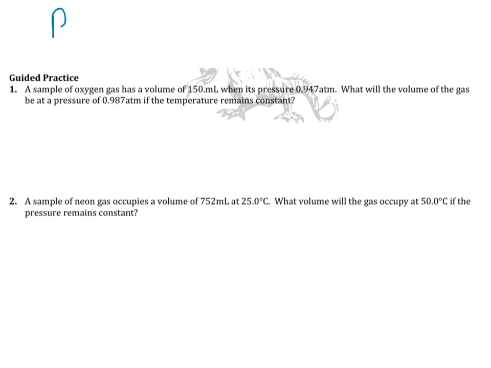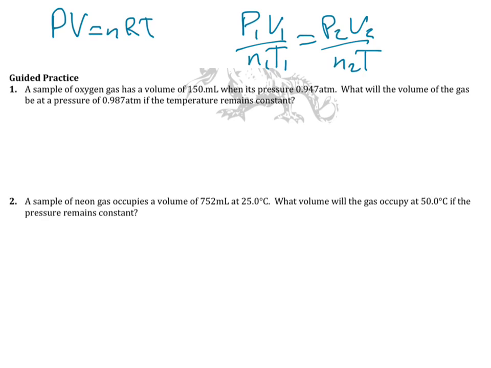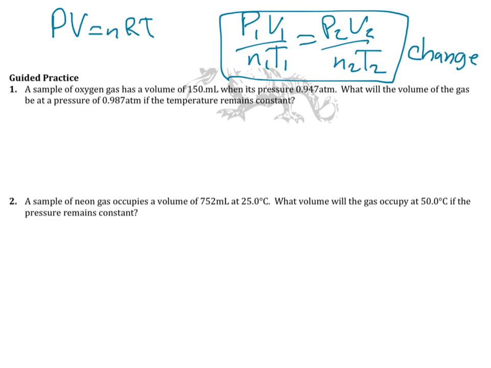Again, what we're talking about today is PV equals nRT. If you remember last class period, we learned that P1V1 over n1T1 equals P2V2 over n2T2. This is the combined gas law. This is the ideal gas law. Now, how do we know when to use one versus the other? The way you know that is this one you use if there is a change. If there is a change in condition, that's when you use the combined gas law.